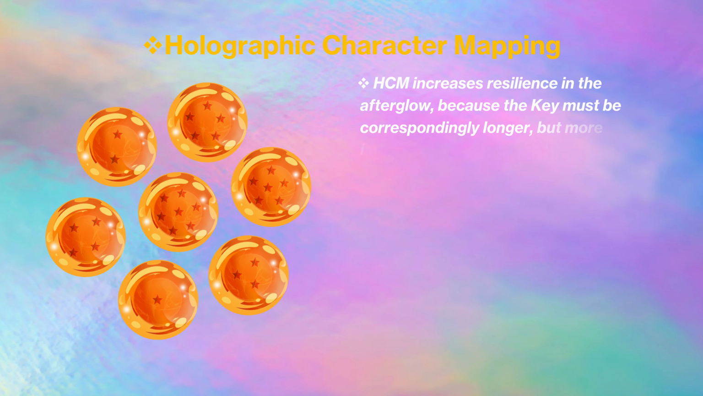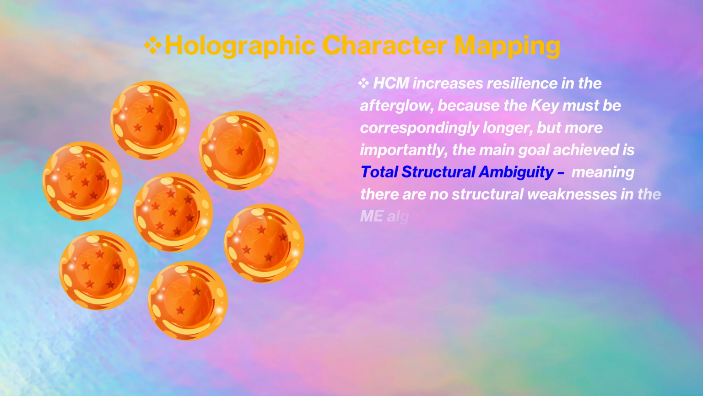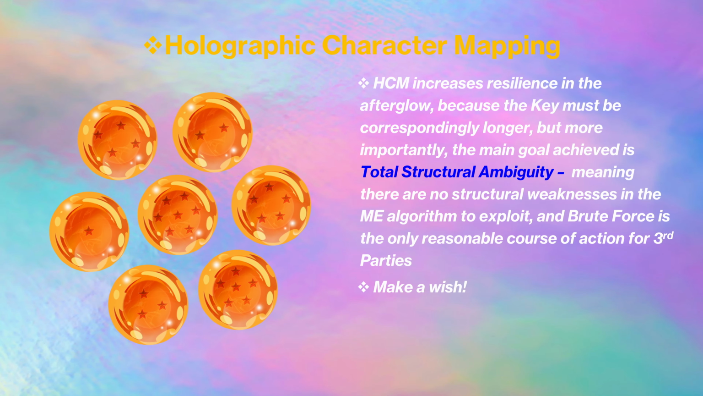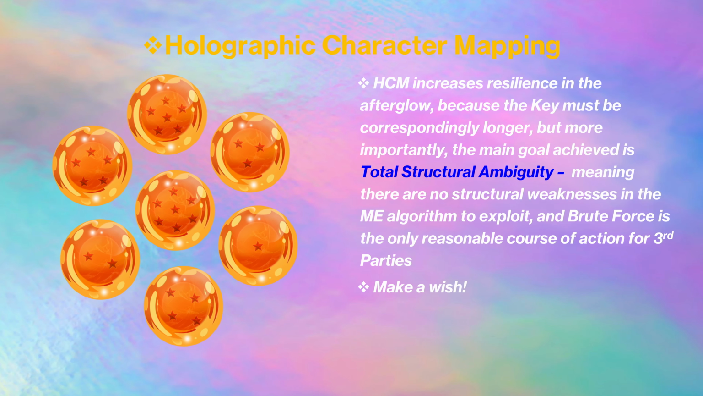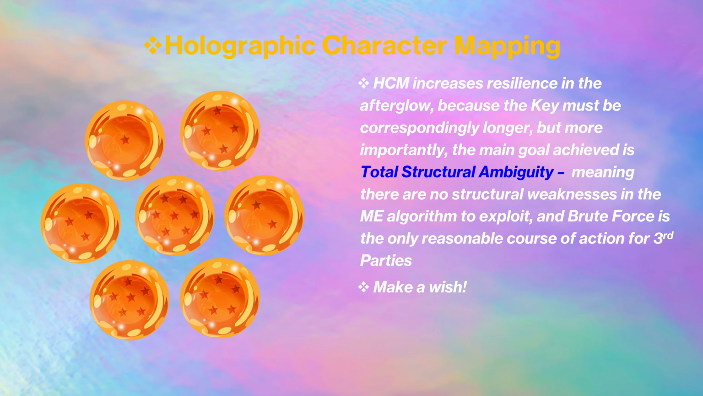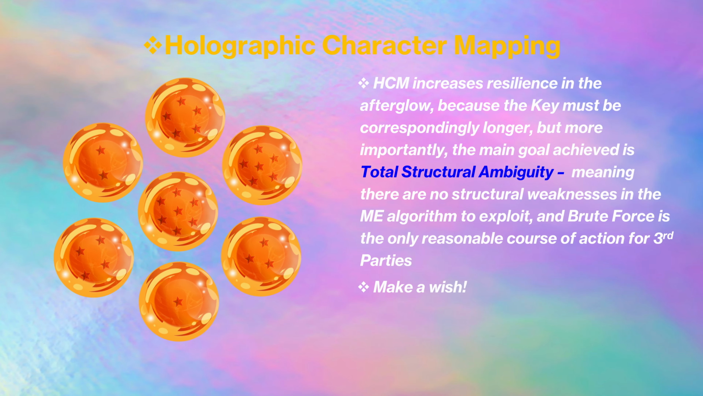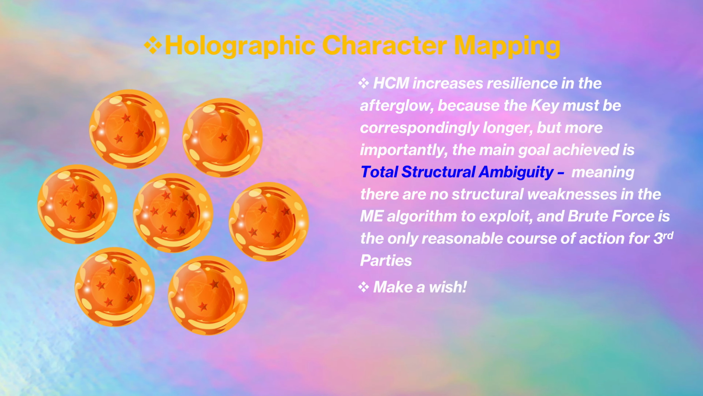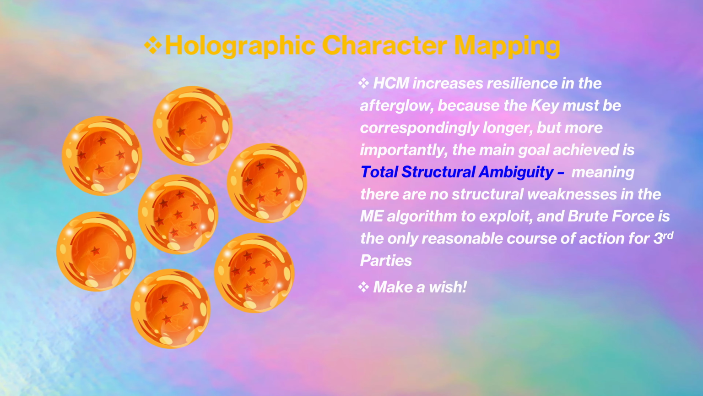Holographic character mapping increases resilience in the afterglow because the key must be correspondingly longer to account for the holographic characters. But more importantly, the main goal achieved is total structural ambiguity, meaning there are no structural weaknesses in the matrix encryption algorithm to exploit. Otherwise, prove me wrong, and brute force is the only reasonable course of action for third parties.